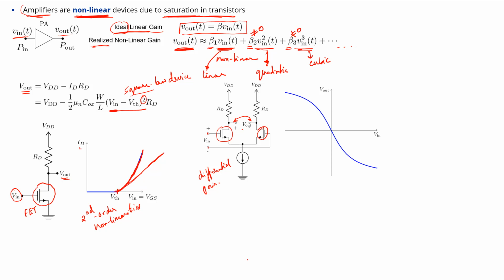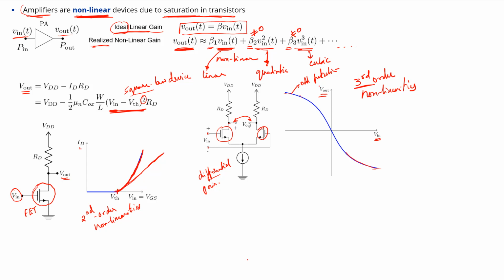So if you see the output characteristics, the voltage output across the two drain terminals compared to the input voltage, the relationship is going to look like a curve here, which is an odd function, and it is said to have third order non-linearities. So a single transistor has second order non-linearities, and a differential pair exhibits third order non-linearities.